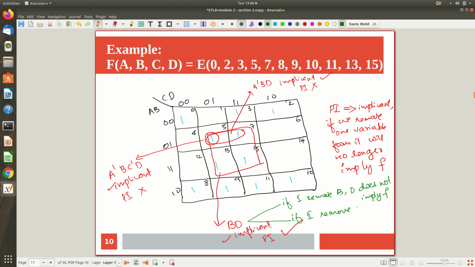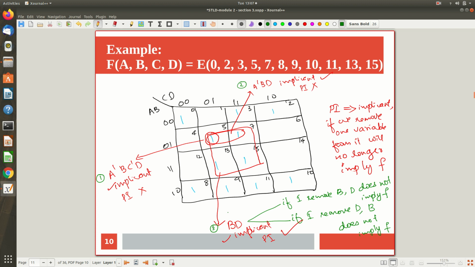If I remove D, what remains is B, and that B is also not going to imply f, does not imply f. So that is my requirement. I need the smallest form from where I can't remove one more variable. From this particular form, I can remove more variables and still get a valid implicant. Here also I can remove some variable, but when I come to this, I can't remove any variable and it is still a valid implicant. So that is where I get the prime implicant. So this is the prime implicant here.